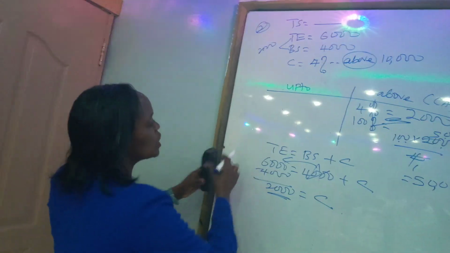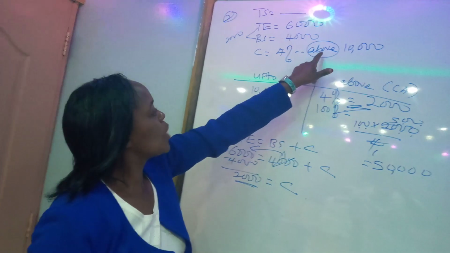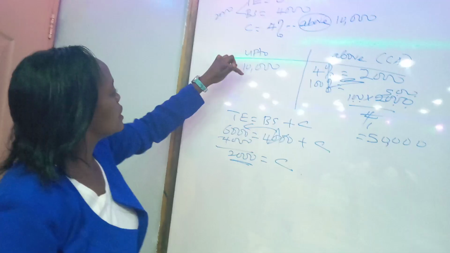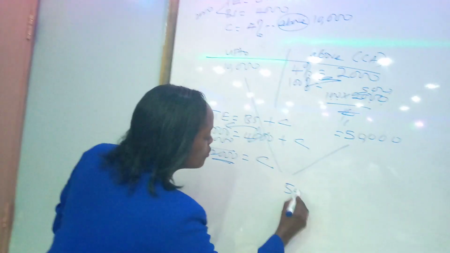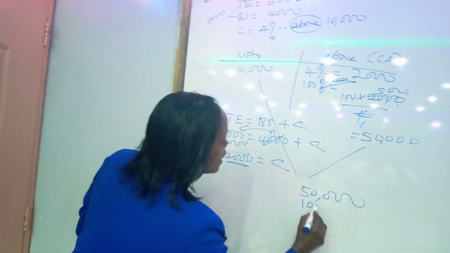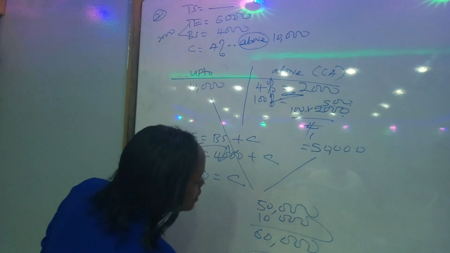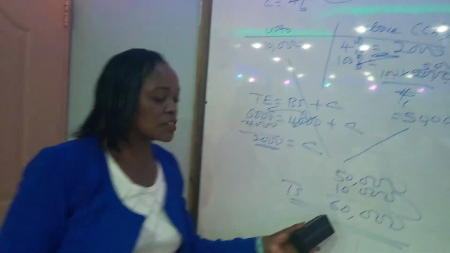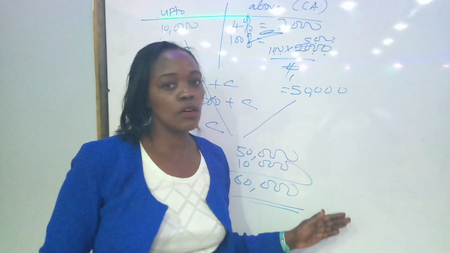What about the one you left here? 10,000. Why? I only wanted the one which is above, which I have found. What about the first 10,000? It comes here. So now I should put the two together. I have my 50,000 and my first 10,000. So in other words, that salesperson was able to sell total sales of 60,000. Now our lesson ends there.